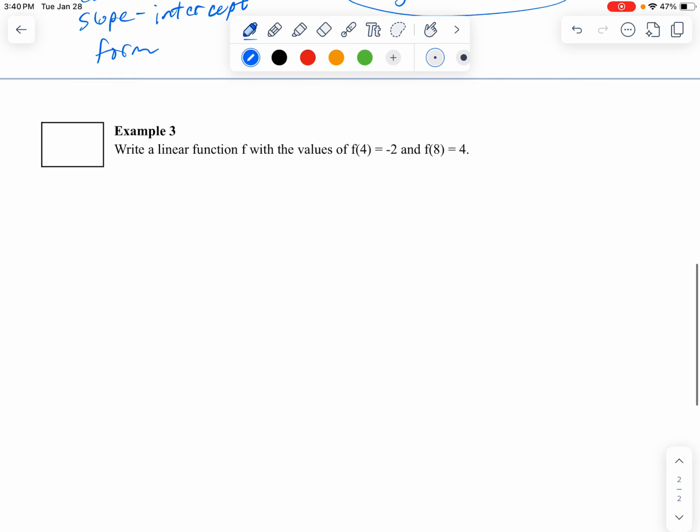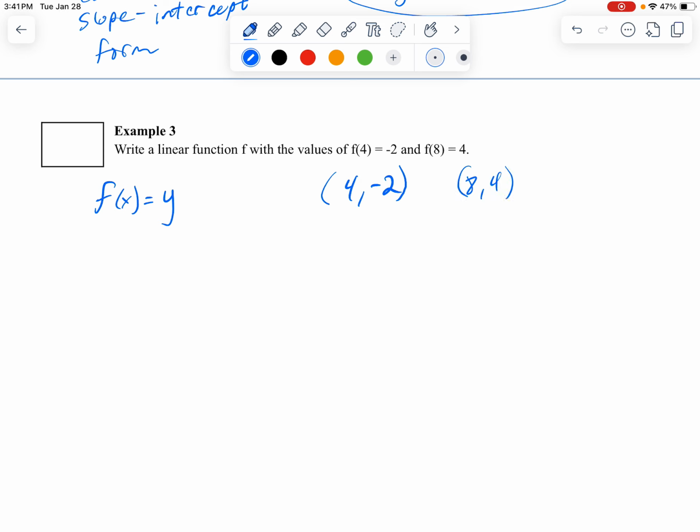Moving on, final example, write a linear function. So again, remember, when we think of this as a function, f of x is the same as y. So if I look at these points, right, f of 4 equals negative 2, so that means that represents a point in our function where x is equal to 4 and y is equal to negative 2. And then the other one gives us an x value of 8 and a y value of 4.